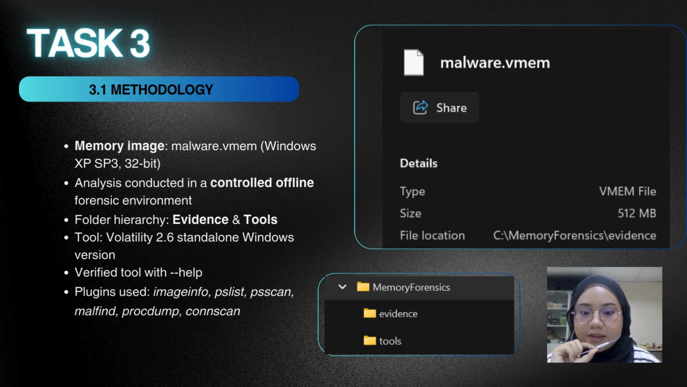My name is Nurin Akila binti Anwar and I'm going to present about 3.4 methodology. So first, the Volatility framework was used to analyze a Windows memory dump, which is malware.vmem.